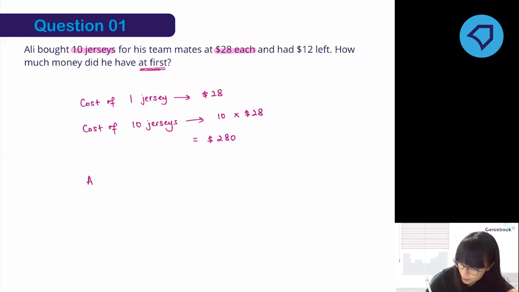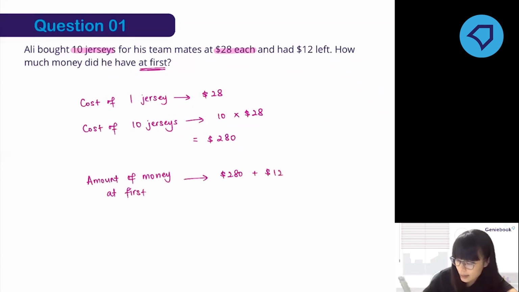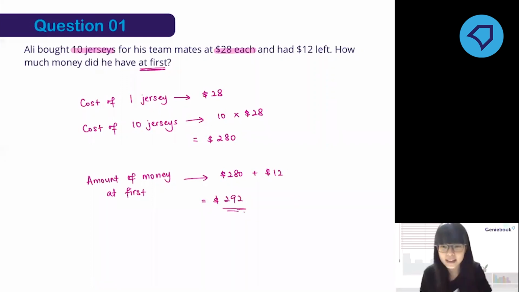Yes, okay, so amount of money at first would be the cost that he spent plus the amount he had left, and your answer would be 292. Excellent job, guys. Did all of you get that? Yes. Okay, any questions so far? Anybody do not understand this part? All good? Okay. Bubble question, are you ready?